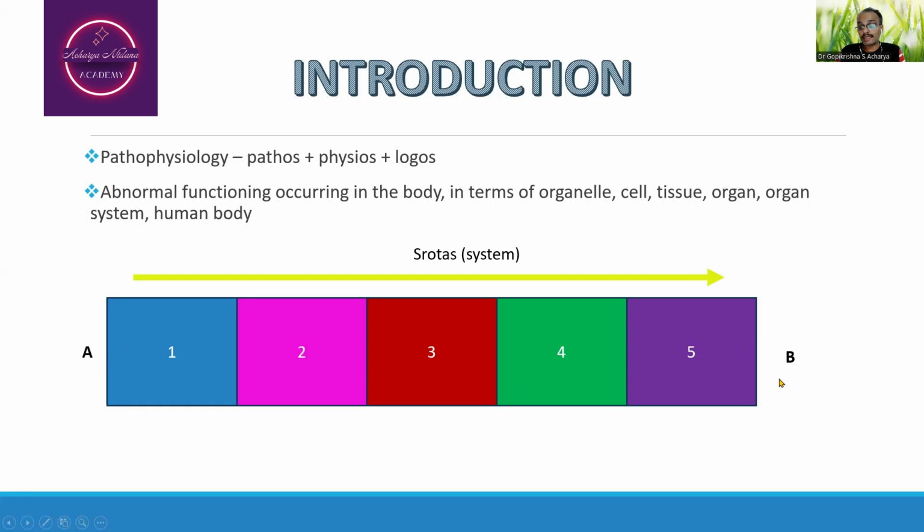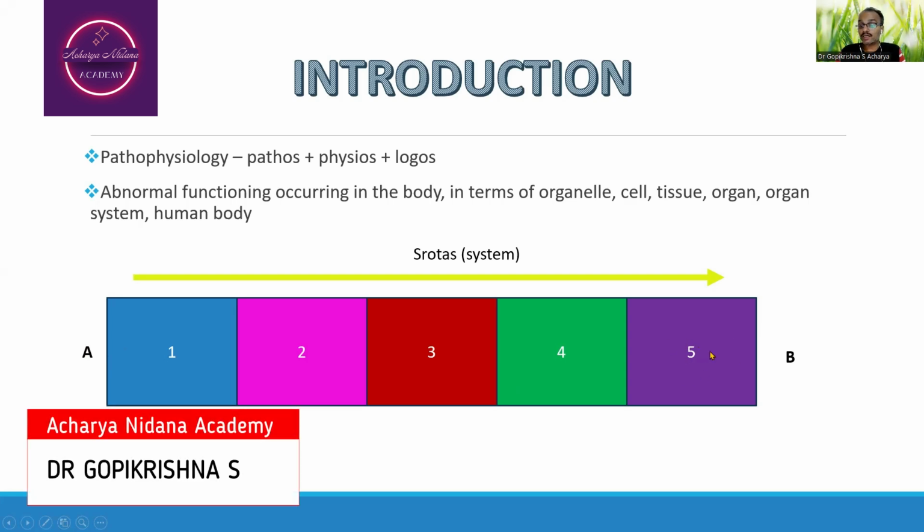Suppose the exposure is happening at point B, then we are going to get the dysfunction at organ number 5 only, but organ number 1 may be least afflicted. Why? Because the movement is considered to be from point A to point B. So in this way, we have to analyze the actual mechanism that is happening inside the human body.